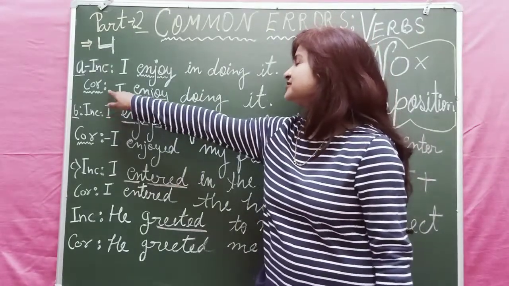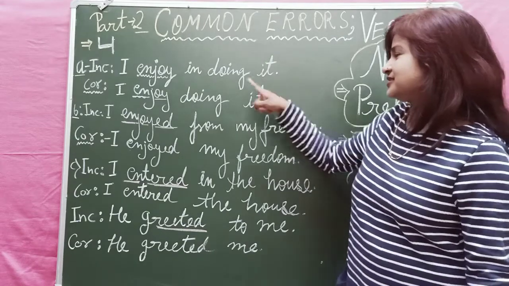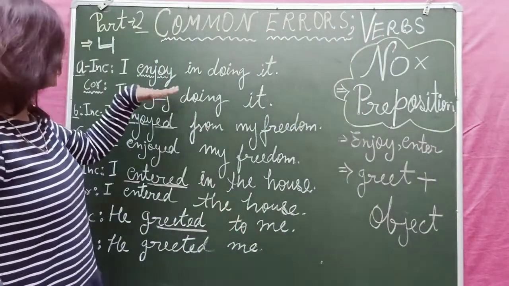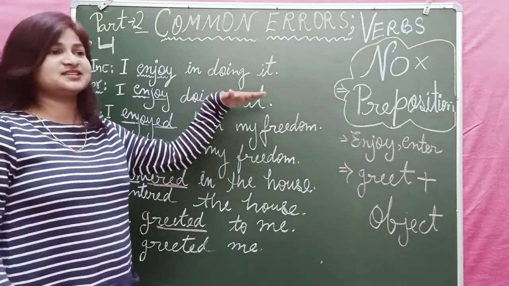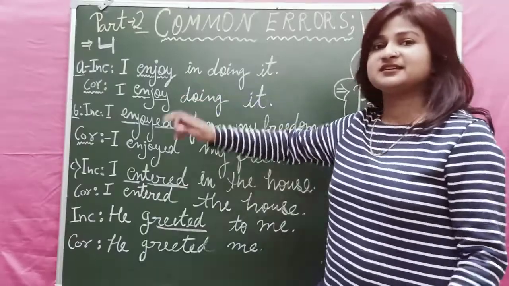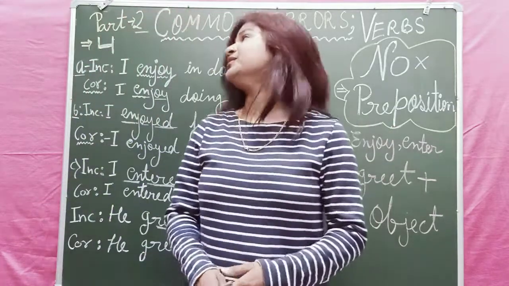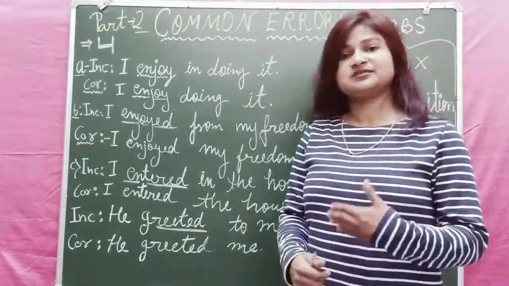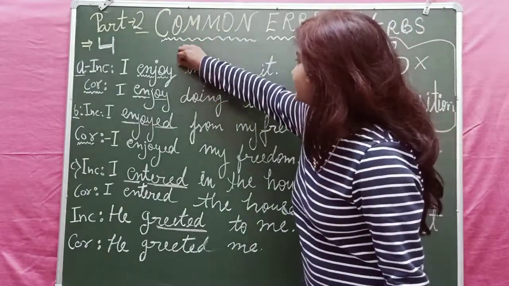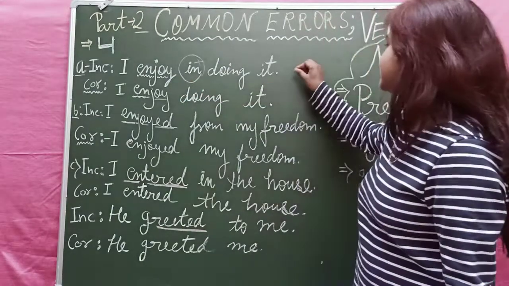The first sentence: I enjoy in doing it. Dear scholar, what is the error here? The error is here: in. As I have mentioned, you can take it as no preposition, like in, from, on, for, and so on. The problem is here, in. In is incorrect here. Therefore, the first sentence is incorrect.